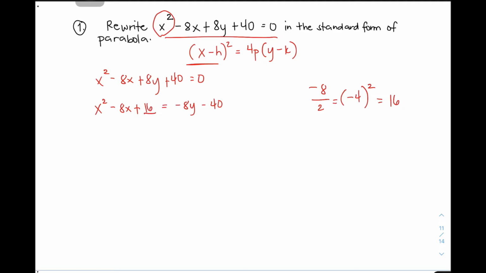Now, to make the equation balance, kung nag-add ka ng 16 sa left side of the equation, therefore, you also need to add 16 to the right side of the equation. Kasi, kapag nag-add ka ng 16 sa left side at di mo ginawa yun sa right side, hindi na magiging equal. Hindi na siya kaparehas ng dati nating equation.